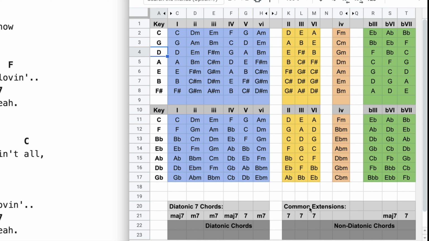And then these ones, because they're already outside of the key, we wouldn't say what the diatonic 7th chords are, but we would talk about what the common extensions are. And again, music theory is descriptive, not prescriptive. It's not like a recipe that says you have to have this many grams of flour to this many grams of yeast in order to get bread. It's not how it works.